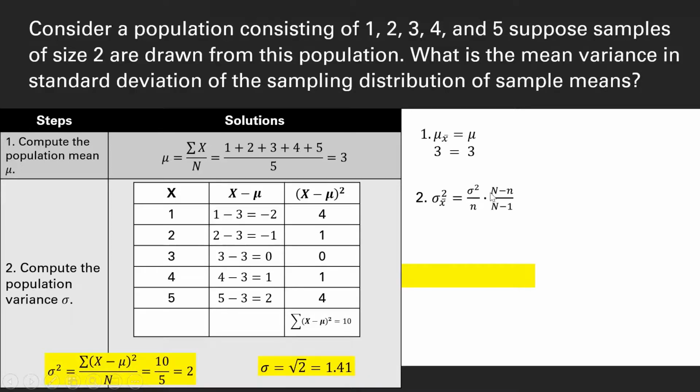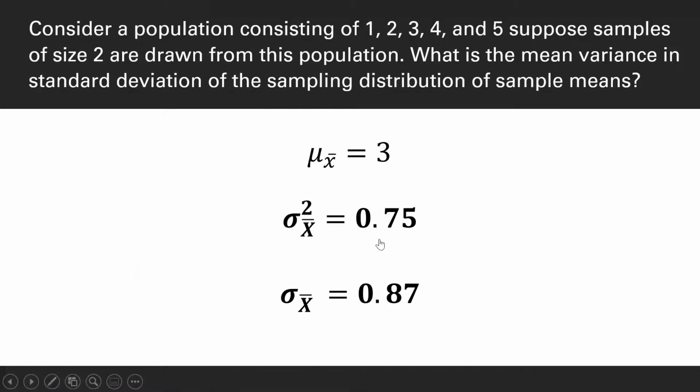So the second property says that the variance of the sample means is equal to this. The population variance is equal to 2. So the population variance is 2, times the sample size, 2, times the total number of the population, 5, minus the sample size 2, over 5 minus 1. So our capital N is 5, our small n is 2. Computing this, the variance of the sampling distribution of sample means is equal to 0.75. So you will see that we get the same answer.